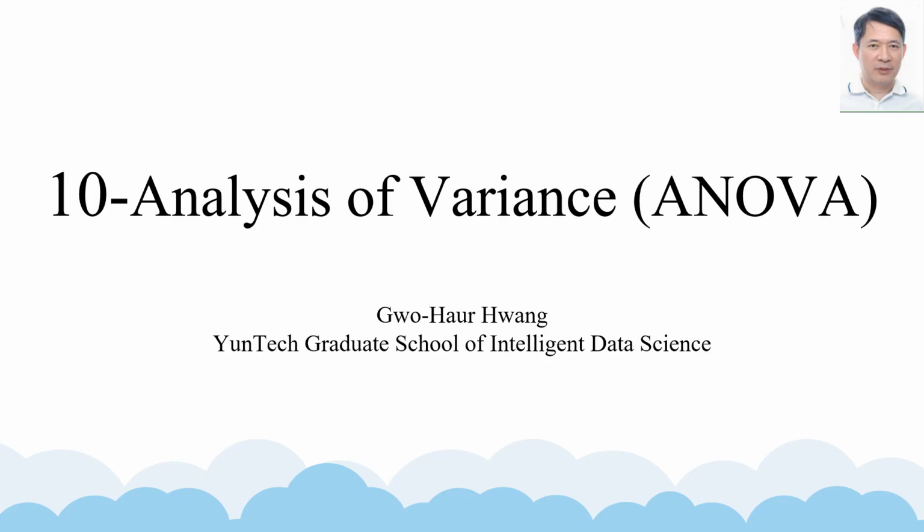Today, I will introduce you to Unit 10, which is One-Way Analysis of Variance, ANOVA. As we have discussed previously, when we have two independent samples and want to compare their means, we can use an independent samples t-test. But what if we have more than two groups, like 3 or 4? In such cases, we can use one-way ANOVA.